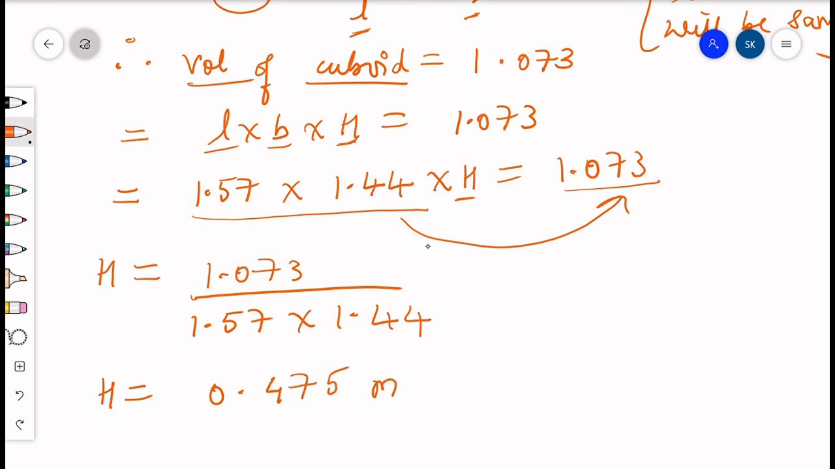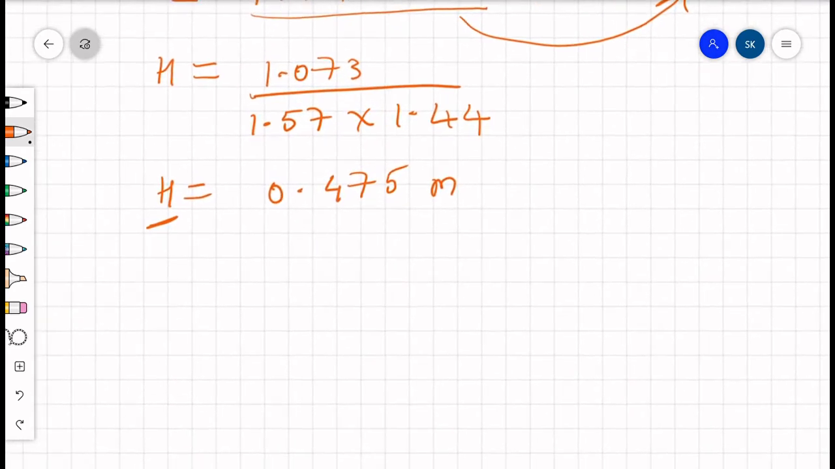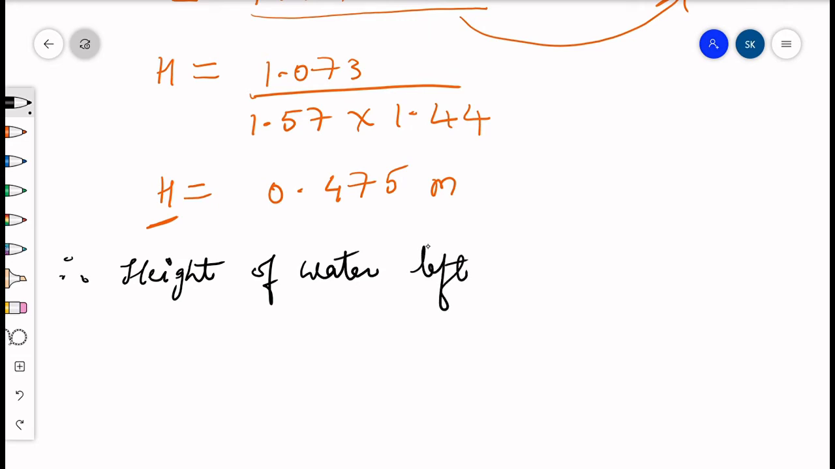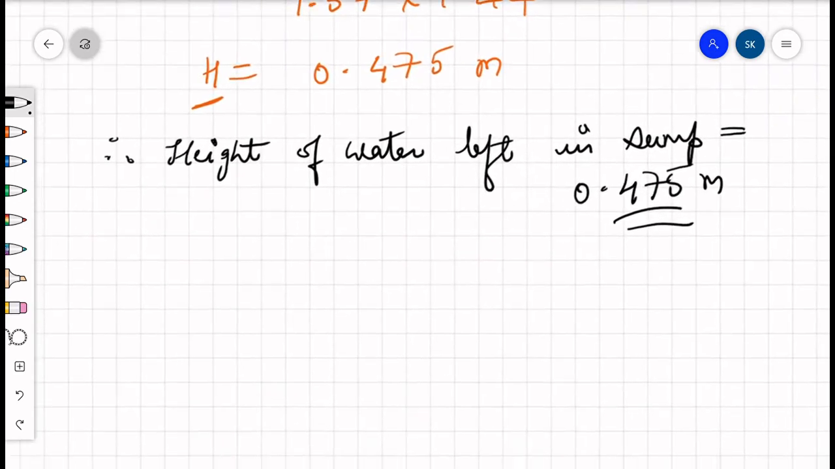The answer will be 0.475 meter. Meter only, because it is height. Don't write cube there by mistake. So the height is 0.475 meter. We are done with the first part. Therefore, you can write, the height of water left in the sump equals 0.475 meter.